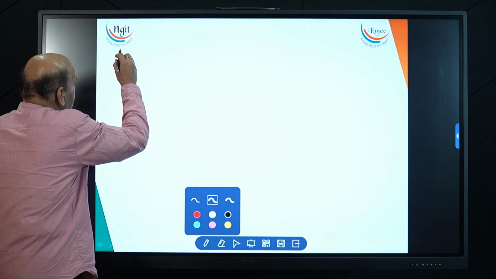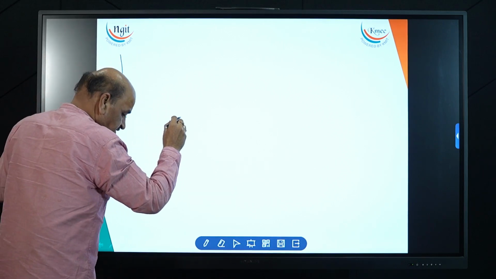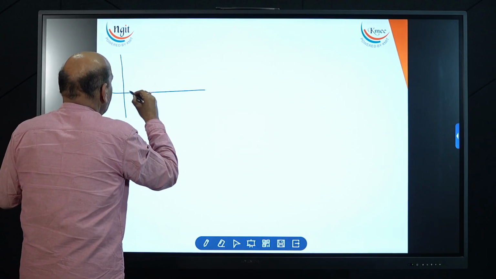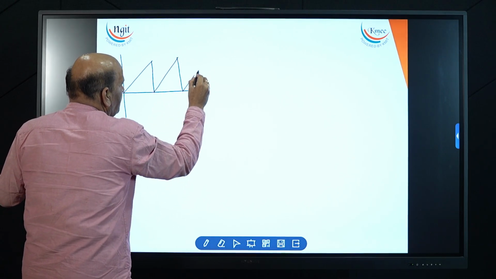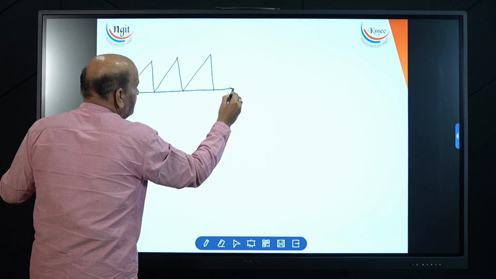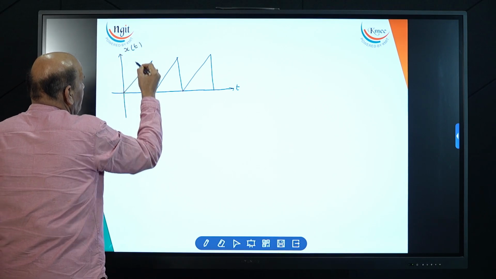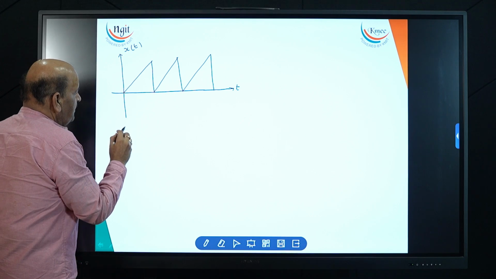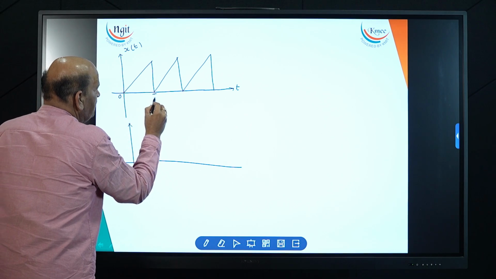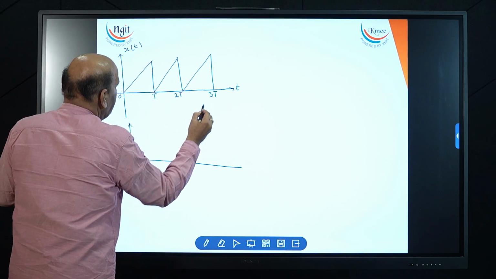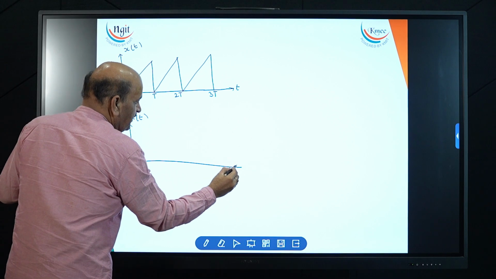Now, one important point is that, for example, in the first case, what did we make? We just drew a waveform like the sawtooth waveform. Just observe the following figure. This is 0, T, 2T, 3T like this. Now observe this one. This is x of t. This is t time.